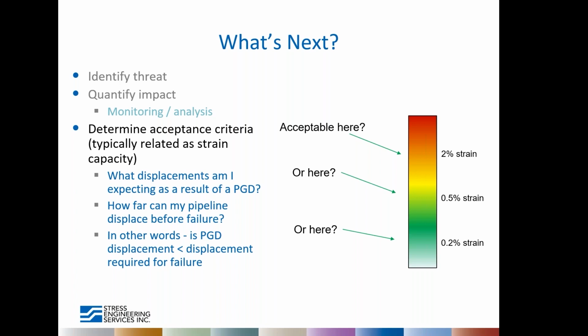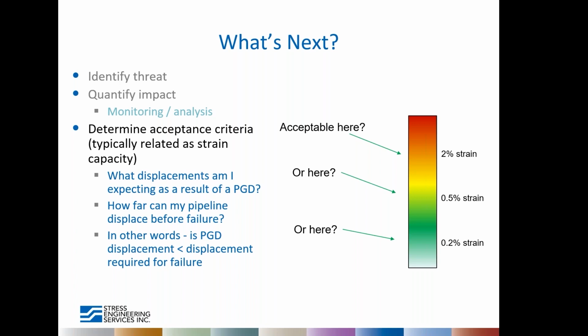So when we're talking about acceptance criteria, in most of the cases, we're looking at permanent ground displacement. We're typically trying to understand what's an acceptable strain capacity of the pipeline. And strain is going to be a function of displacement. So we want to understand how the displacements we're expecting from the PGD compare to the displacement that my pipeline can withstand before a failure occurs.